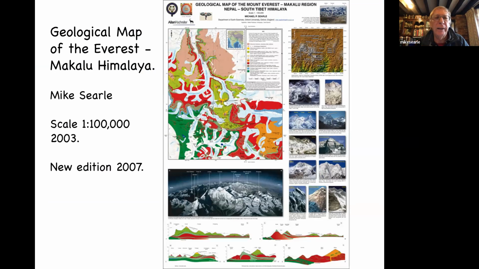So I spent 7 years mapping the Everest Massif, both from the Nepal side and the Tibet side, along the Rongbuk Valley and the Kangshung Valley here, which drains into the Arun. And this is the map that I published in 2003. The later edition has the addition of Makalu in here, where we had a 3-year project looking at all the Makalu and the Barun gneisses.